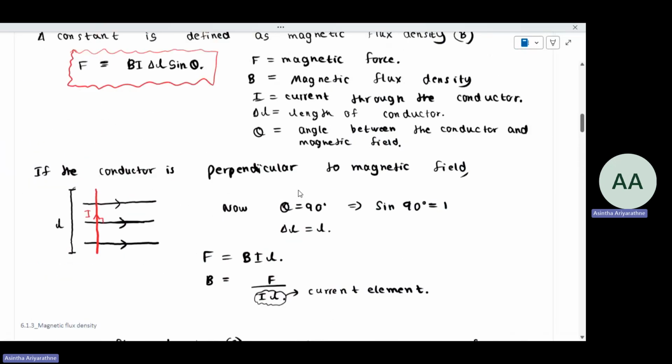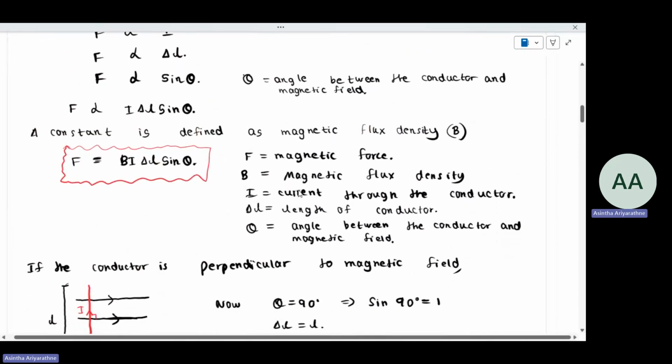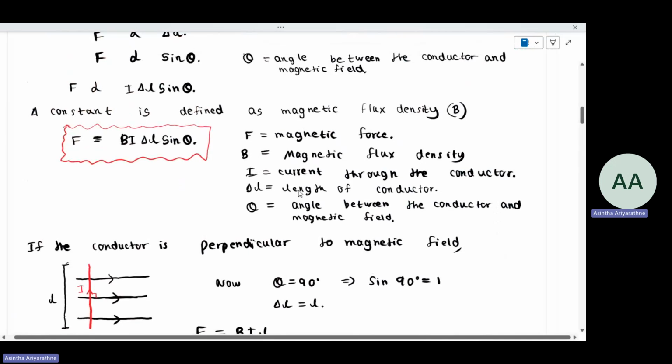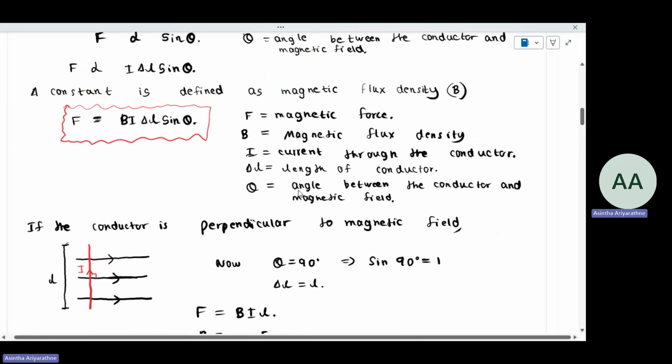Right. So this is the general expression that you have to keep in mind. F is equal to B I delta L sine theta. So the special case is, what is the angle corresponding to the maximum magnetic force? It is when sine theta becomes 1, whereas theta becomes 90 degrees.